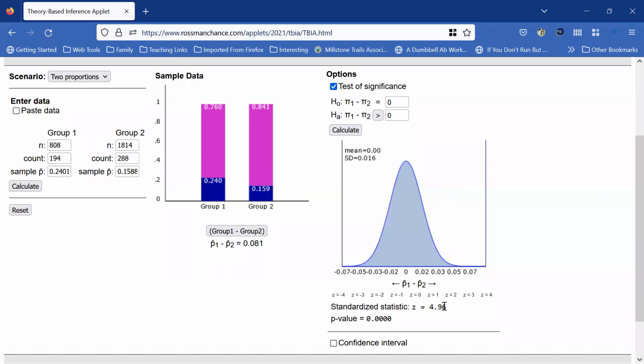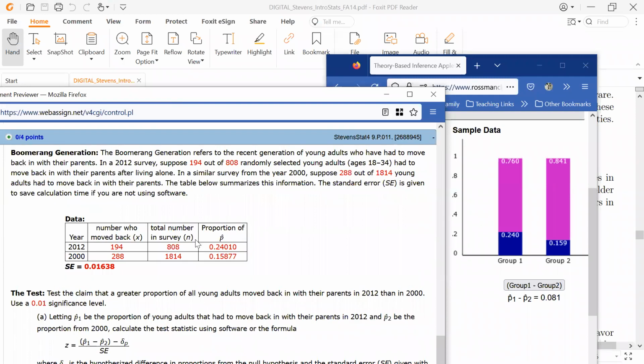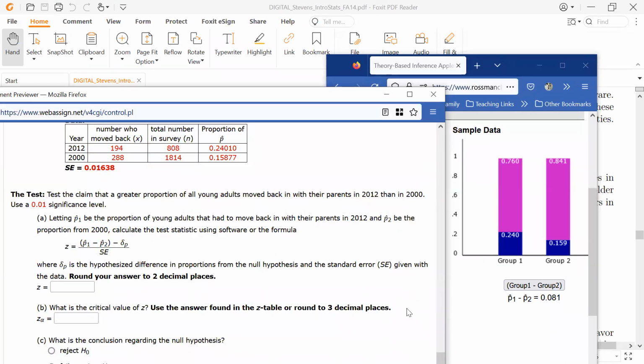And we'll calculate it. There's our test statistic, and there's our p-value, which is 0. We knew it. It's more than 3 standard deviations above the mean, so it'll definitely be a really low p-value. So 4.96. Let's go back to WebAssign here so we can get this right. Okay, so the test statistic is, I think I copied it. Oh, they're asking us for the critical value of Z. This is different. Well, let's see if I get it right.